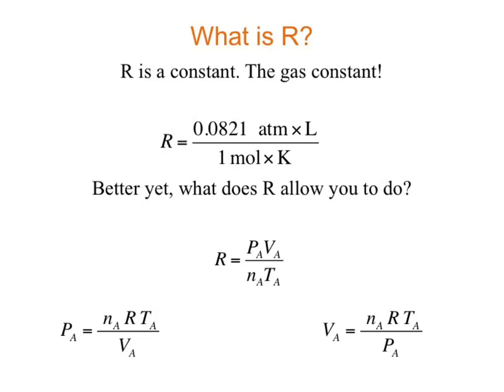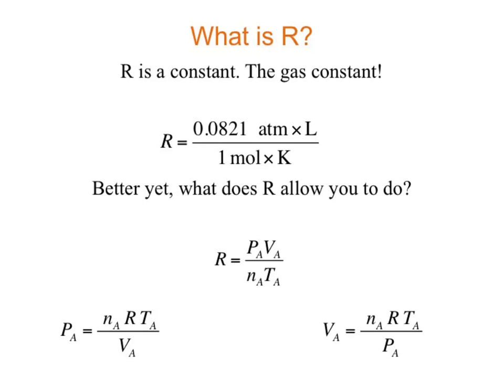Right? So, big deal with your R is I can now calculate the pressure for any substance if I know the moles, the temperature, and the volume. Because R is a constant. It will always be that value, 0.0821 atmospheres times liters over moles times Kelvin. So if I know any 3 of my 4 possible things, I can determine what the 4th is.